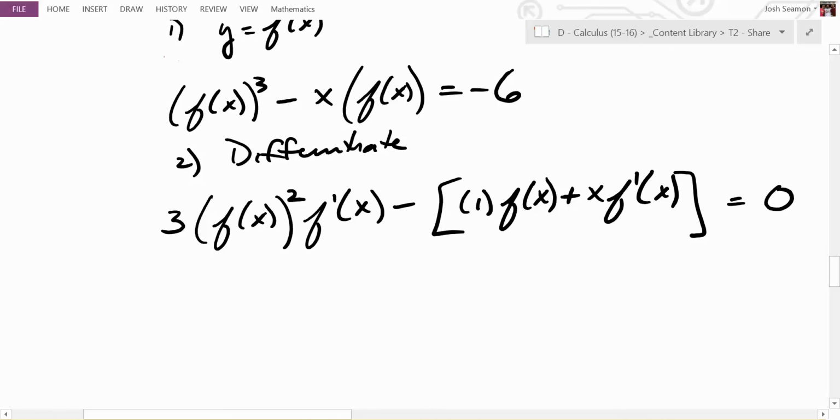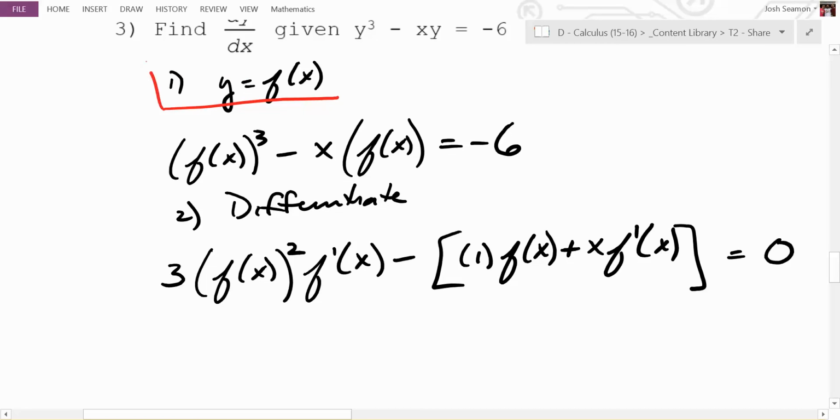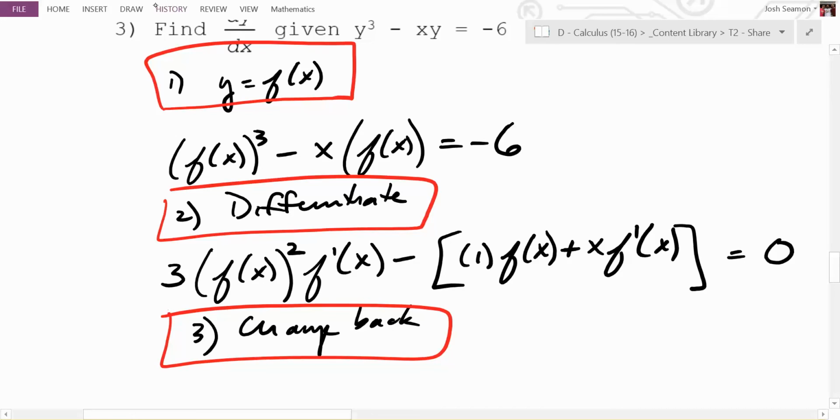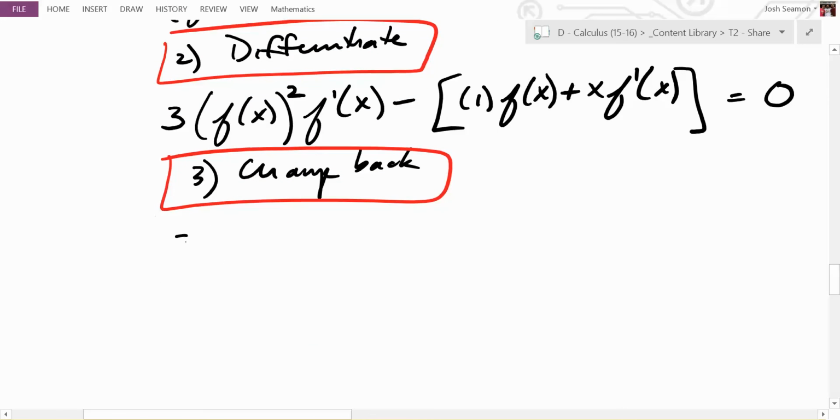And then what was that third step that I said, what could you do at this point to make things easier for you? Change it back. You could change it back. I like that step. Sometimes you can change it back at the end, but I would say change it back. So what is that going to mean? What's it going to turn into? It's just a lot easier to write. 3 times y squared y prime minus y plus xy prime.